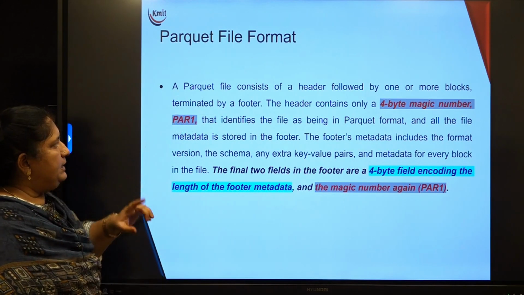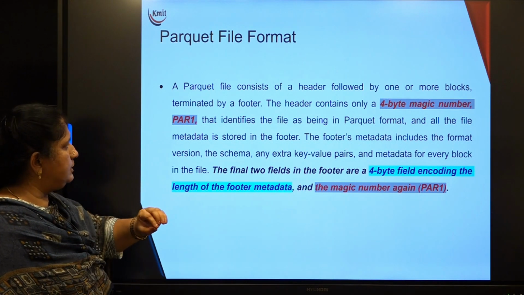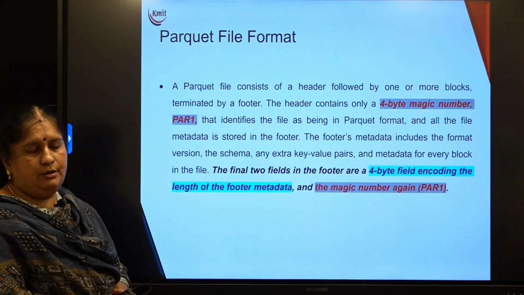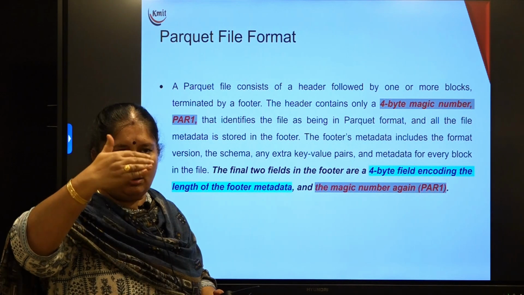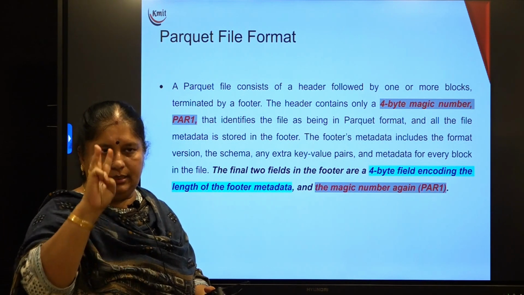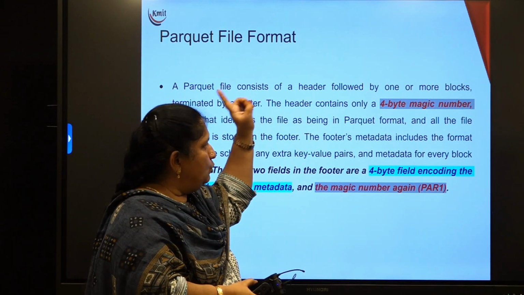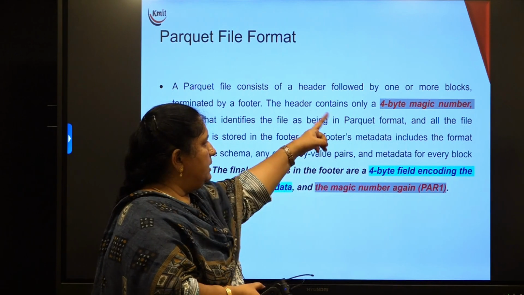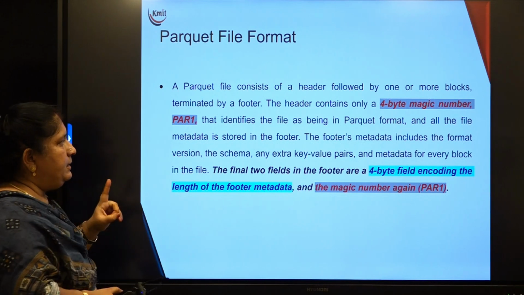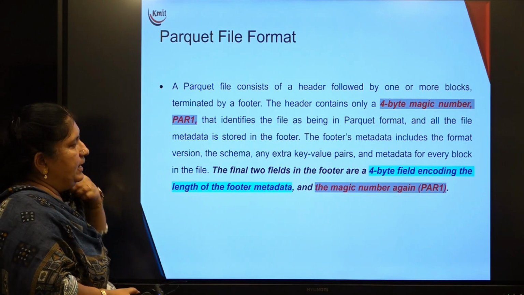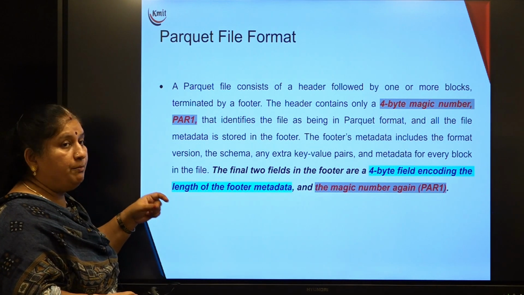A Parquet file consists of a header followed by one or more blocks terminated by a footer. Now try to understand what the 3 parts are: header, one or more blocks, footer. The header contains only one thing. What is that? A 4-byte magic number. Please remember, every header of a Parquet file contains a 4-byte magic number. What is the magic number? 4-byte.